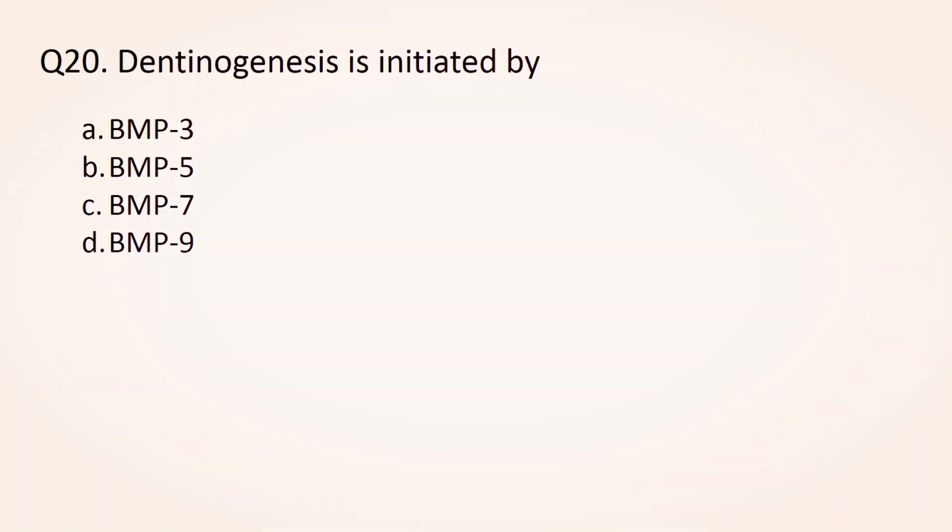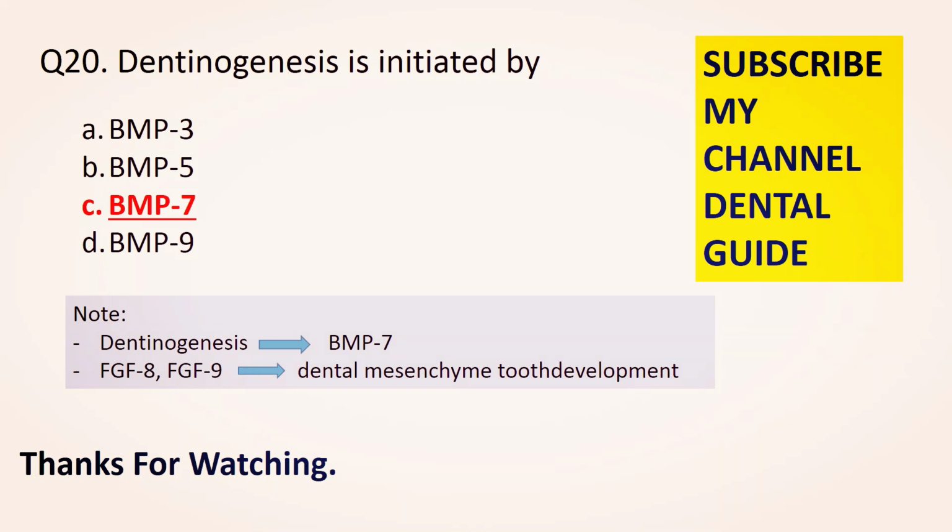Dentinogenesis is initiated by BMP3, BMP5, BMP7 or BMP9. The correct answer is BMP7. BMP7 usually appears to induce dentinogenesis. The fibroblast growth factors FGF8 and FGF9 in dental mesenchyme regulate tooth development. Shape is regulated via downstream factors MX1 and PAX9.